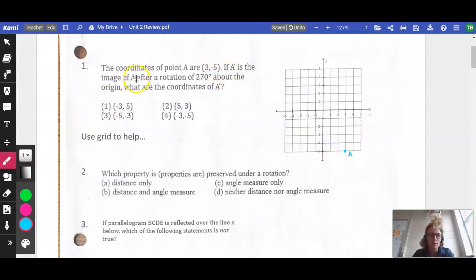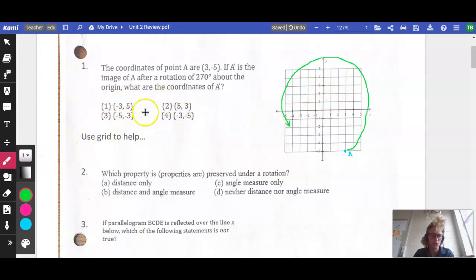If A prime is the image of A after rotation of 270 degrees about the origin, what are the coordinates of A prime? Well, first thing to know is that if it doesn't state which direction, positive is assumed to be counterclockwise. So, what I would recommend is doing a rough estimate of where you think it'll land based on just drawing a circle and going around roughly 3/4 of the way around a circle. Okay? That way, we're able to eliminate some of the choices that we have.